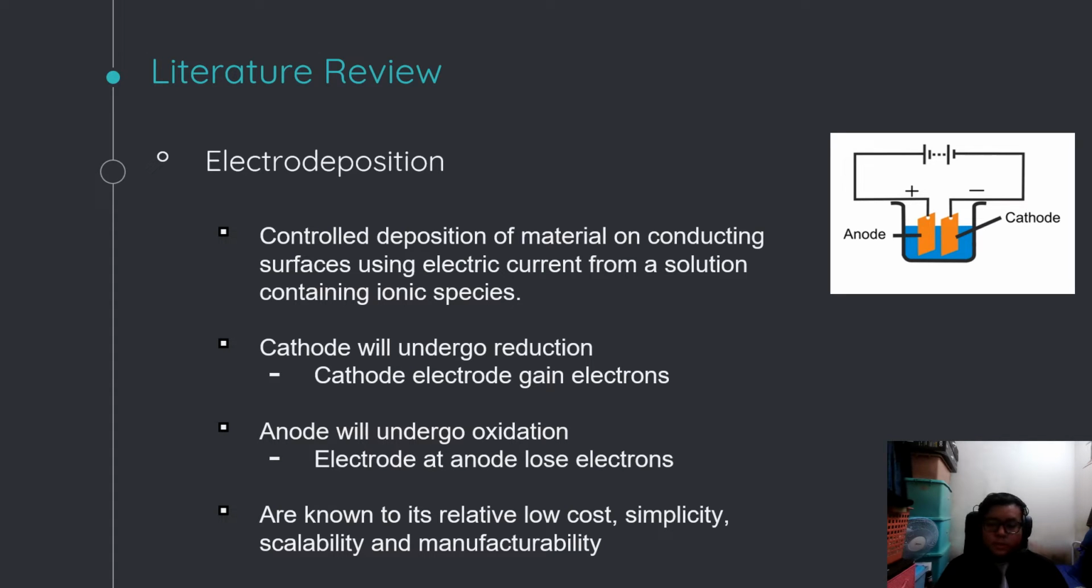So cathode, which is at the negative side, as you can see in the picture, will undergo reduction. So cathode electrode will gain electron, and anode will undergo oxidation, which is the positive side, where the anode or electrode at the positive side will lose electron. So the electrodeposition method is known for its relative low cost and simplicity, scalability, and manufacturability.